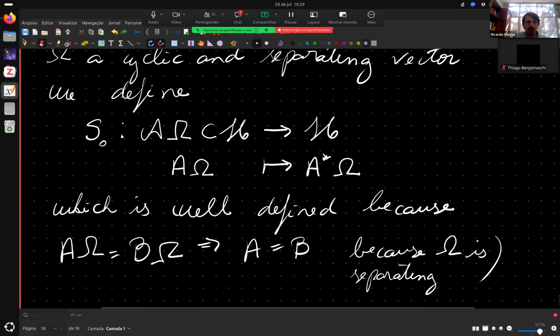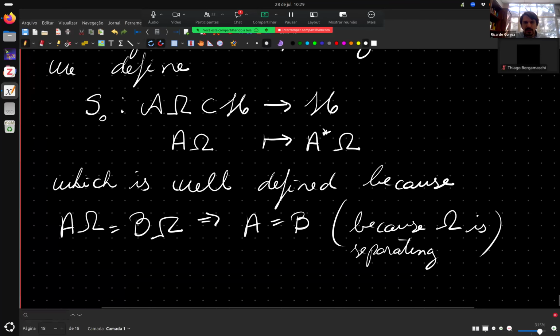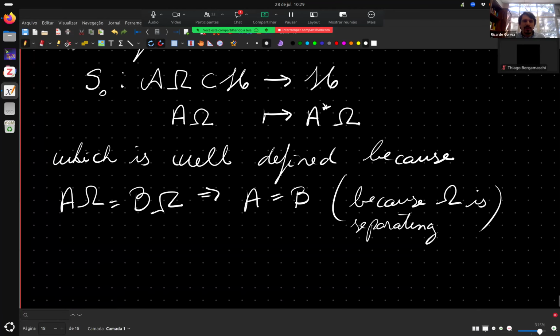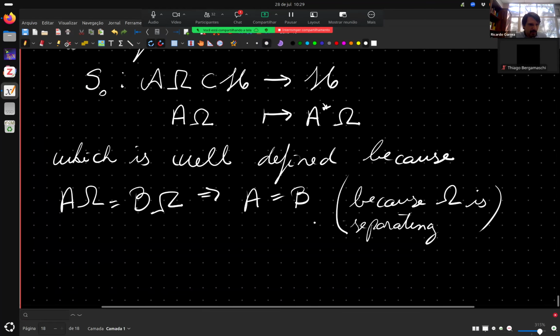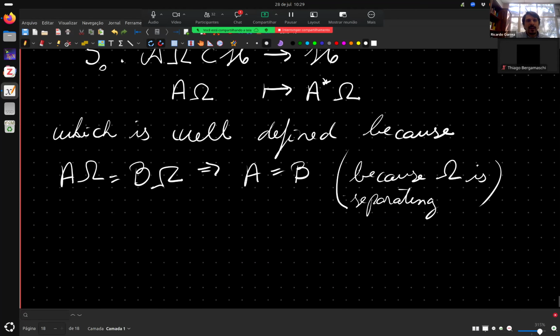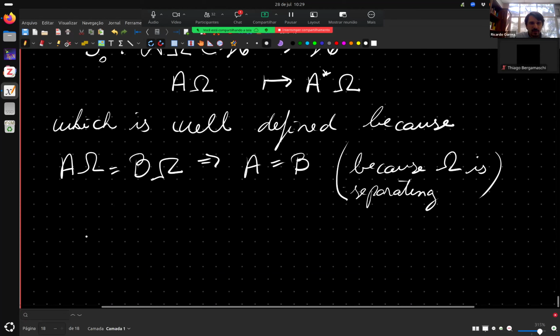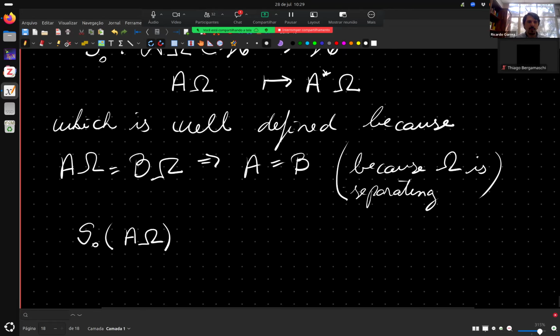Yeah, so the operator is well defined thanks to the fact that there is only one representation of A omega. Yeah, and that's A omega. Okay, so just for simplifying my life, allow me to check what happens if I look at this S0 acting on A omega in terms of the real and imaginary parts of my vector A.